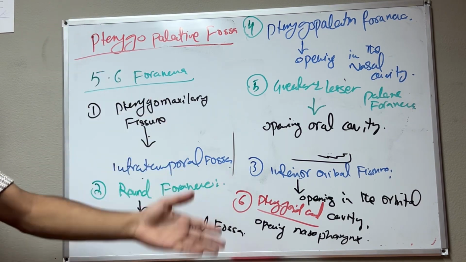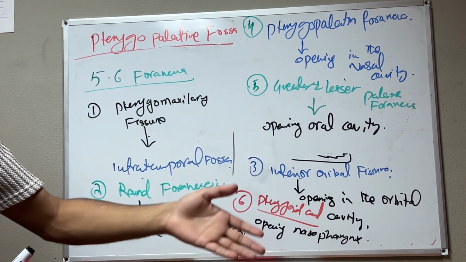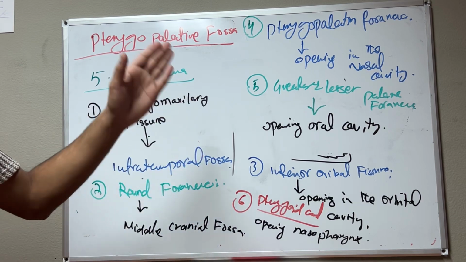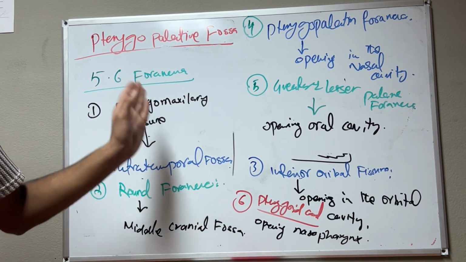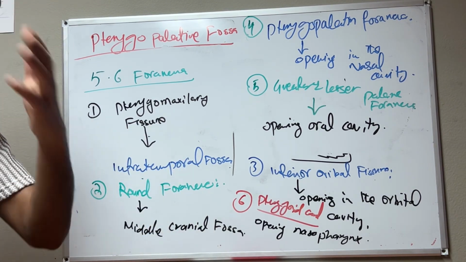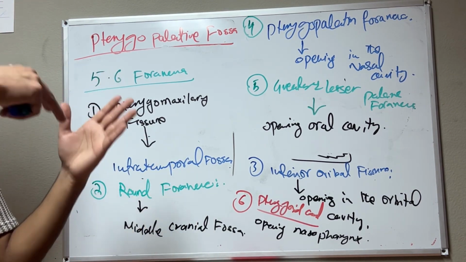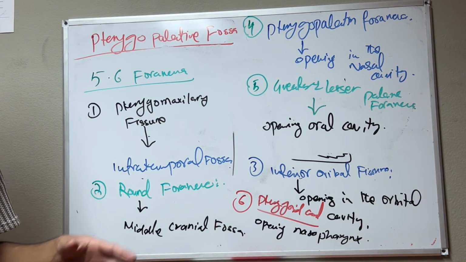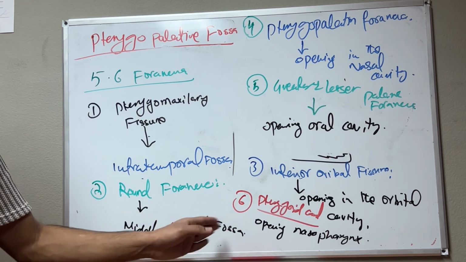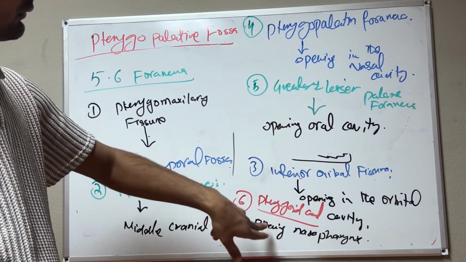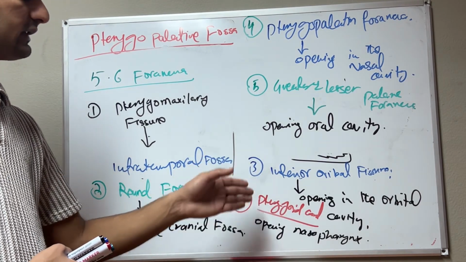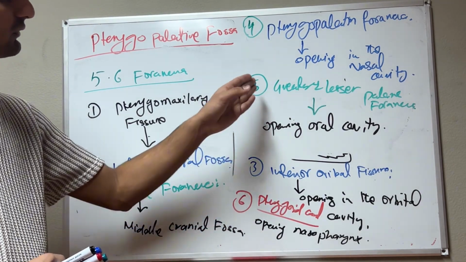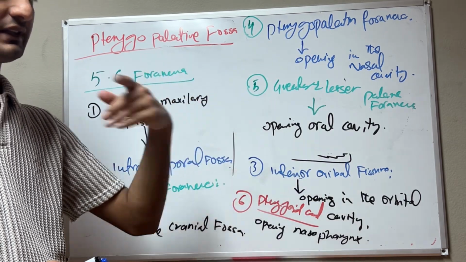Okay, first we discussed the boundaries or walls of the pterygopalatine fossa. Now these are the 5 to 6 foramina opening into the pterygopalatine fossa. The first one is the pterygomaxillary fissure, and it opens into the infratemporal fossa. Okay, the round foramen is located inside the internal skull, and it connects with the middle cranial fossa. And third we have the inferior orbital fissure, which is located in the orbit and connects with the orbit. Fourth we have the pterygopalatine foramen, which connects with the nasal cavity.